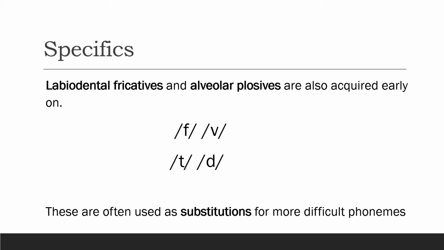T and d, unvoiced and voiced, are often used as substitutions for other phonemes, so it's very useful to know these terms, because when we're looking at and analysing children's speech, we will often see these used to substitute for a different phoneme. So to know these phonemes, to know what we can call them when we're analysing, is very useful and shows your knowledge to the exam board.